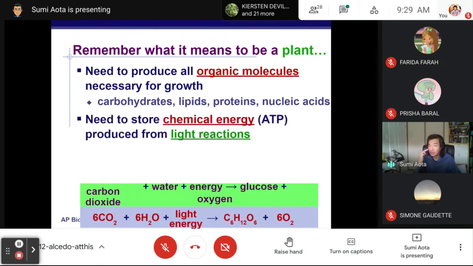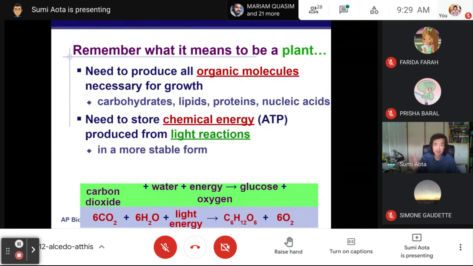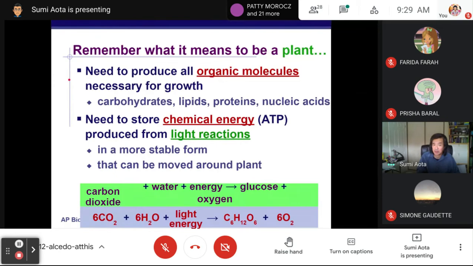Okay. They also need to store chemical energy, ATP, produced from the light reactions, right? Because ATP is no good as a long-term energy storage molecule, so you have to convert it to something else. A more stable form that can easily be moved around a plant, and then later used when the plant needs it, which is what this reaction is basically showing you, right? Carbon dioxide and water and energy gives you glucose and oxygen.